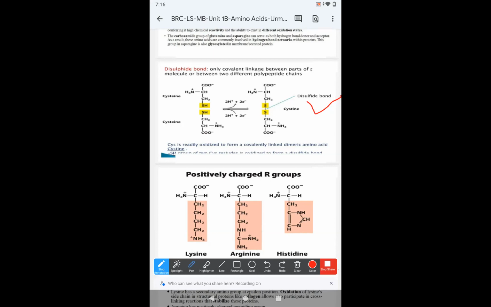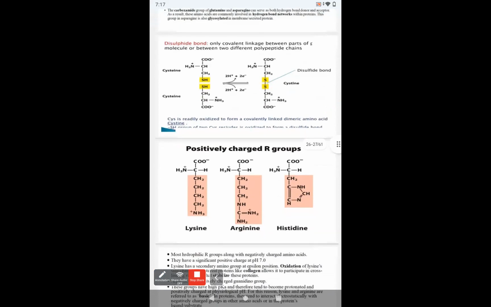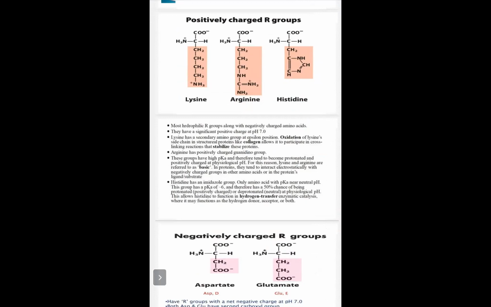For example, hemoglobin is always quaternary in structure. Myoglobin is always tertiary in structure. Keratin is always the alpha helical structure. Like that, different proteins will have specific structures. These structures are stabilized by these bonds. In the protein structure topic, we will discuss that in detail.